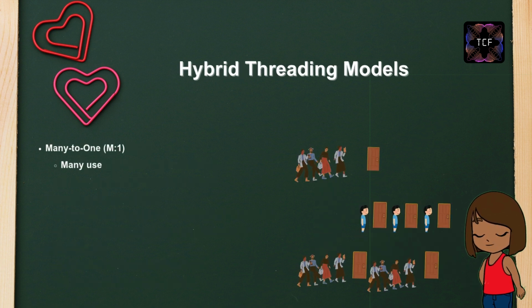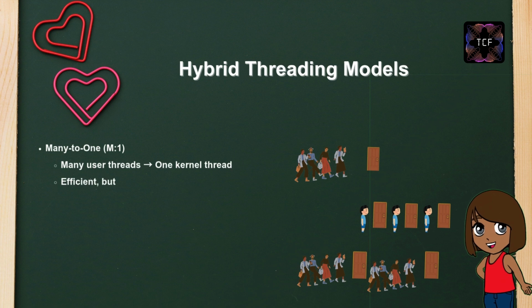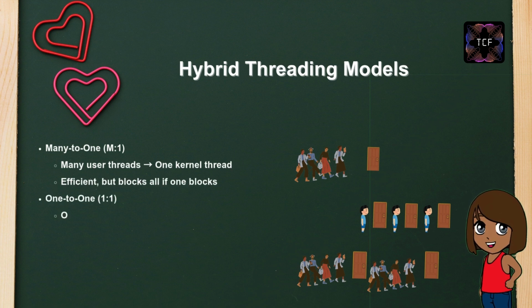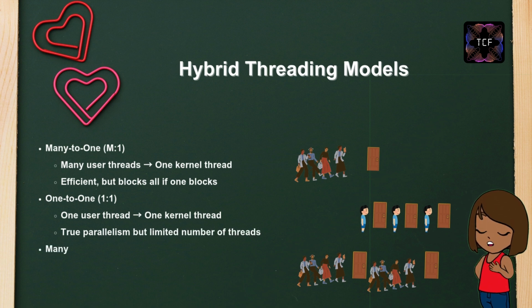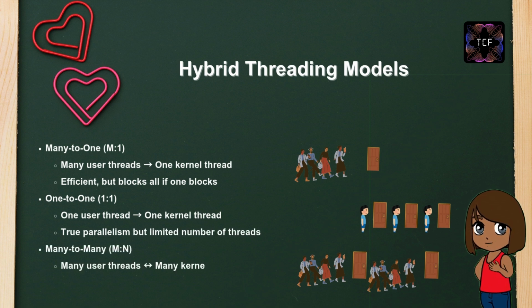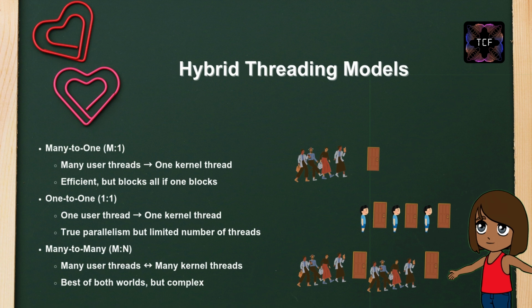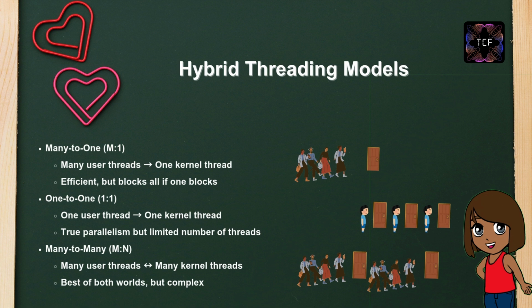Many to 1 model. Multiple user-level threads are mapped to a single kernel-level thread. How it works? Thread management is done in user space. The OS only sees one thread per process. Pros: efficient thread switching, no kernel mode switch, portable and simple. Cons: if one thread makes a blocking system call, all threads block. No true parallelism on multi-core processors.